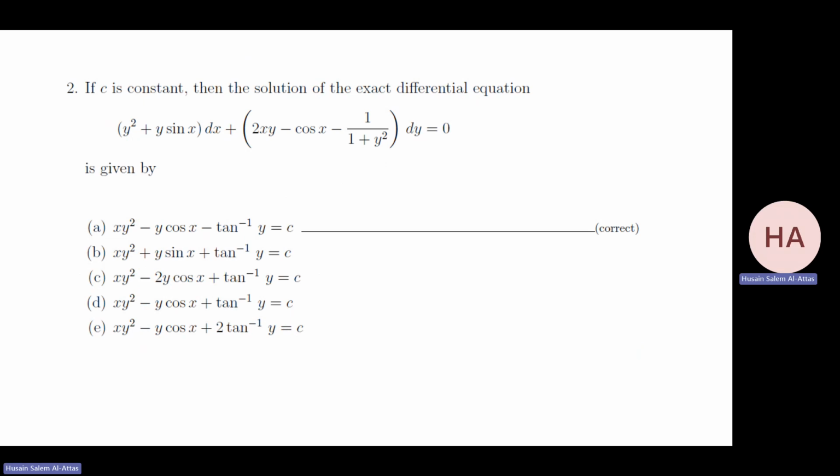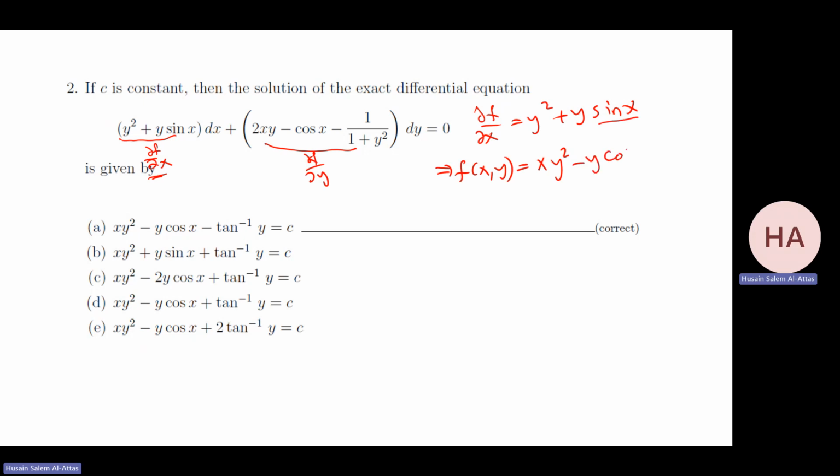Let me check this one, then I will stop. For the solution of this exact differential, he told me it's exact, so no need to worry. I make it partial f with partial x, and this one partial f with partial y. Then I think I will start with this one, which is easier. So I have partial f with partial x is y squared plus y sine x. What will be f of x and y? Integrate with respect to x. So I have xy squared, and the integral of sine is minus cosine, plus a function of y.